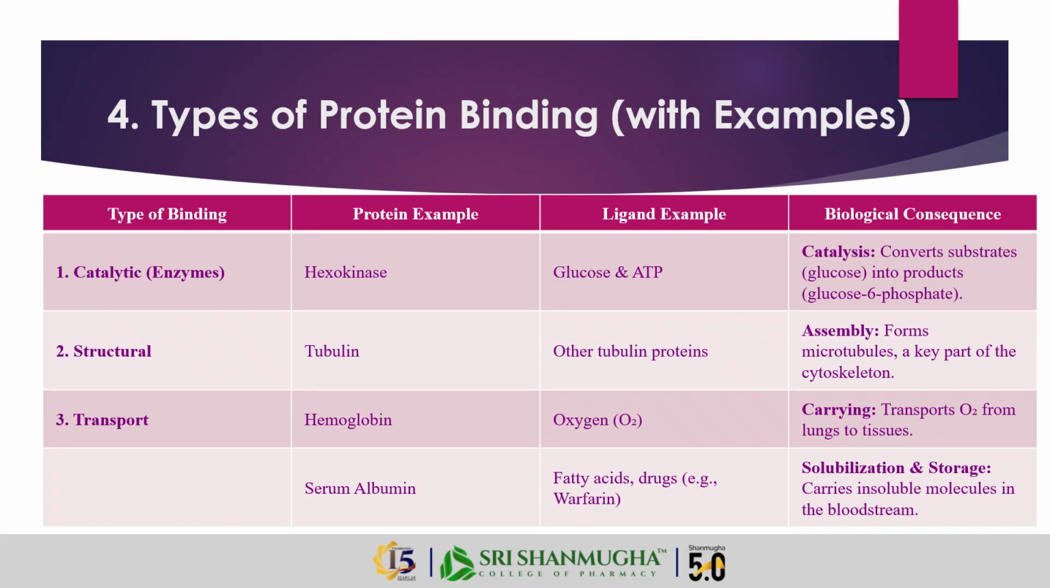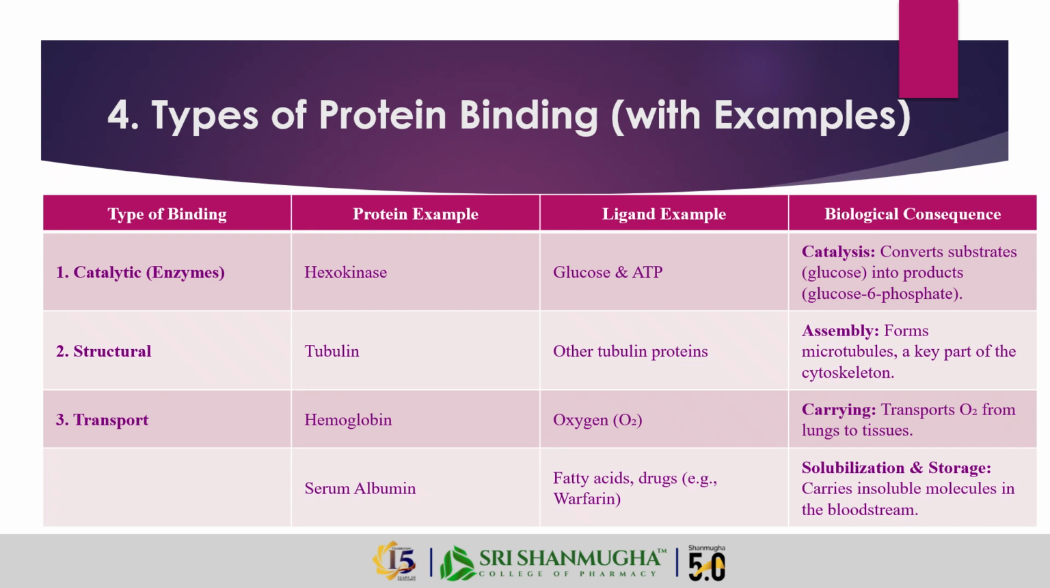Types of protein binding with examples: type of binding, protein example, ligand example, biological consequence. Type of binding: catalytic, that means enzymes. Protein example, hexokinase. Ligand example, glucose and ATP. Biological consequence: catalysis, converting the substrate, that means glucose is converted into glucose 6-phosphate.